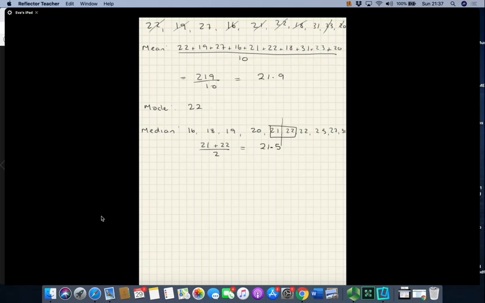Okay, then the question says, which is the best one to use to represent the data? Well, I would say that the mean, mode, and median are very similar. Therefore, any would do. However, mode equal to 22 is a data set value, so perhaps this one.